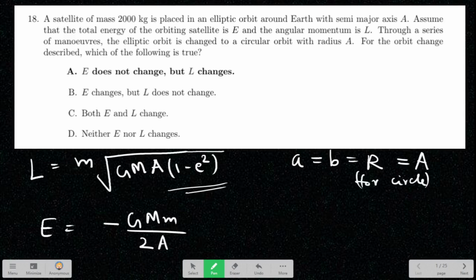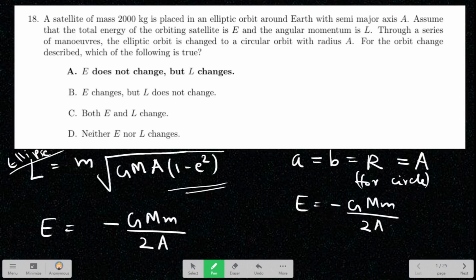This is the first thing we wrote. This was for the ellipse. So for the circle, E is equal to minus GMm divided by 2A. So the energy is the same, because the semi-major axis is equal to the radius for a circle, and it is given to be capital A. So energy does not change.